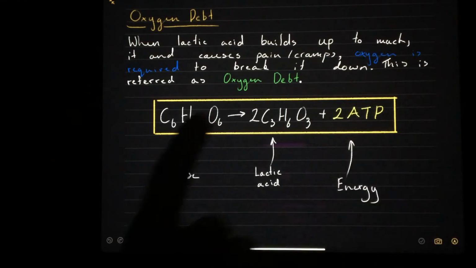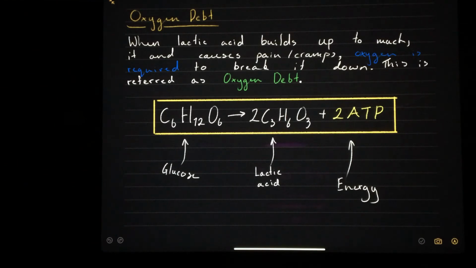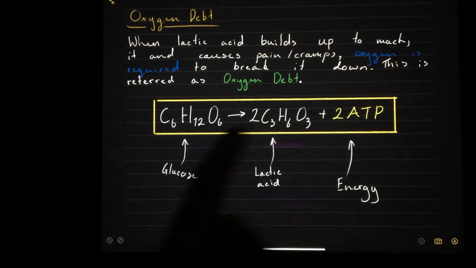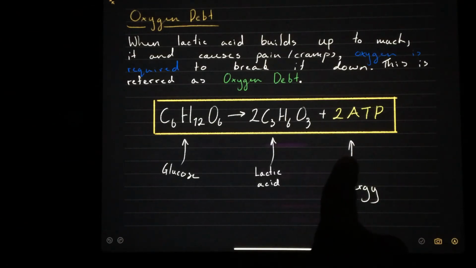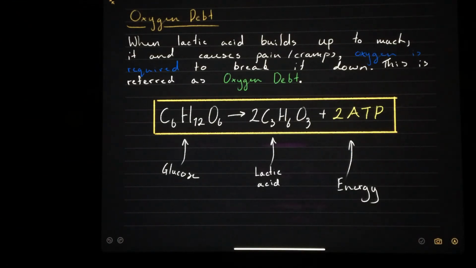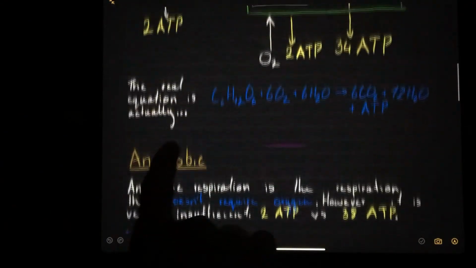And you will have to memorize this formula, which is basically the formula for anaerobic respiration. So glucose makes lactic acid plus 2 ATP. And that's pretty much it. It isn't a very long subject or topic.